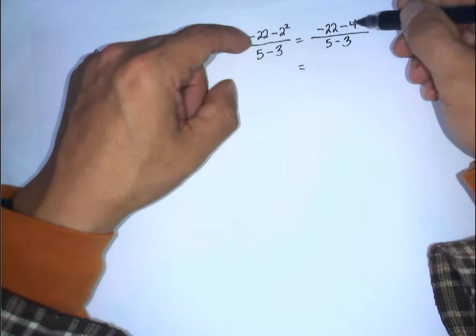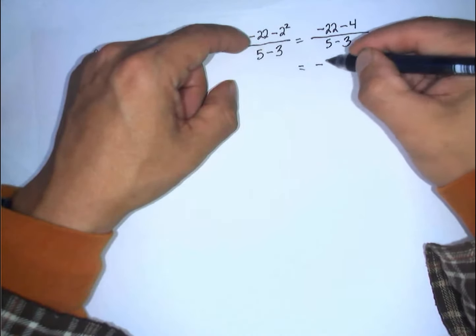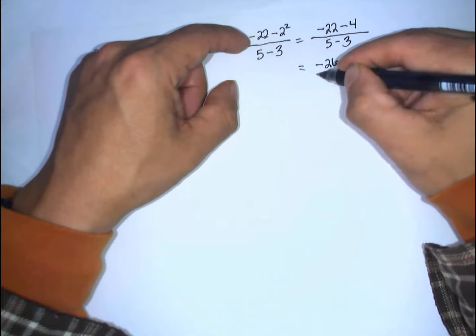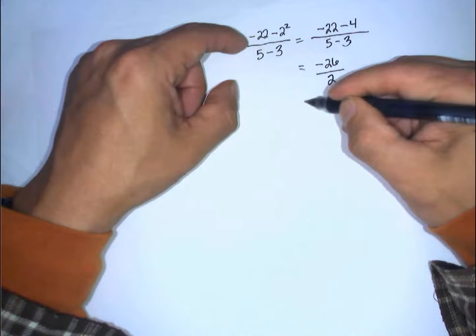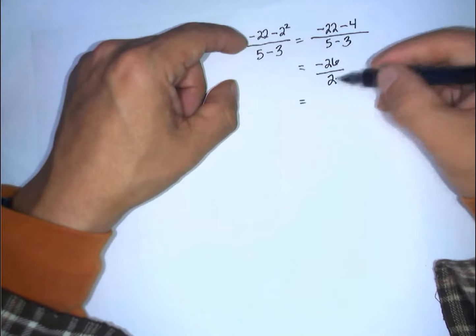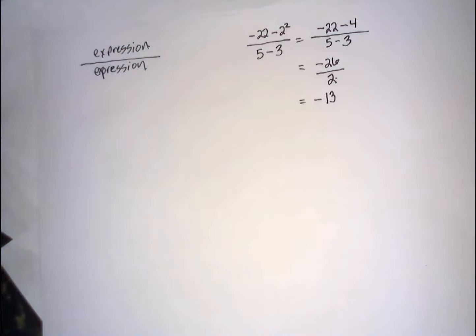Then we'll do the top, negative 22 minus 4. They're both negative, so we're going to add the numbers and get negative 26, divided by 5 minus 3, which is 2. And now we have numbers on both of these. 26 divided by 2 is 13. And a negative divided by a positive is a negative.